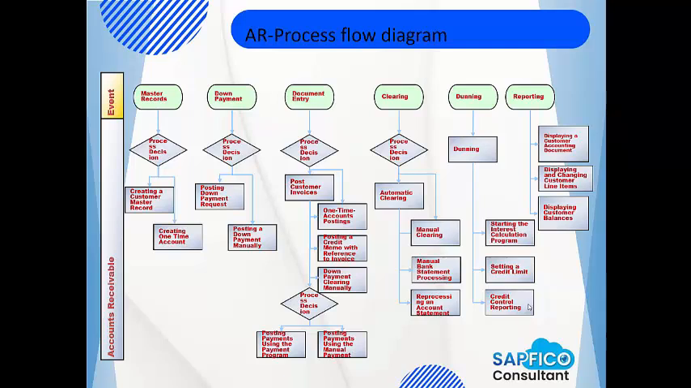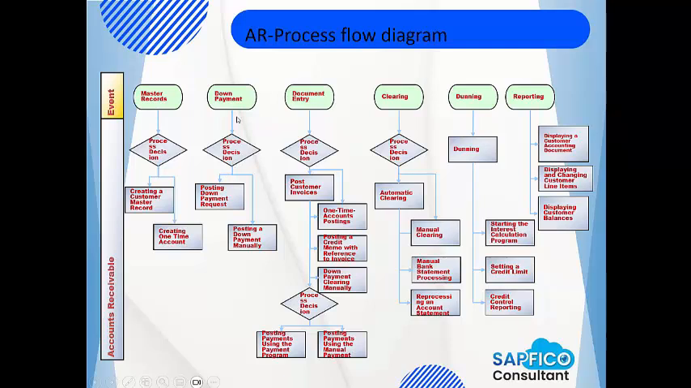Let's understand the AR process flow diagram. So the AR process flow diagram starts with master records. Master records are created. Now here basically there are master records, down payment, document entry, clearing, dunning and reporting. So for master records, the process decision is creating a customer record, or creating a one-time account, whether you want a one-time account or not.